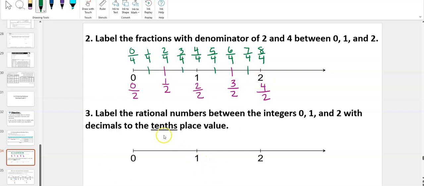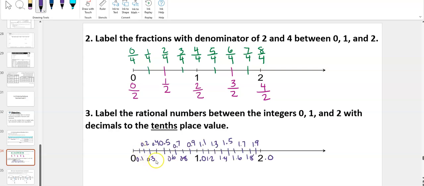All right, let's try this again, but with decimals. Label the rational numbers between the integers 0, 1, and 2 with decimals to the tenth place value. Go. Hopefully you did your best and squeezed in all these numbers. I did my best here, and I kind of did 1 tenth, 2 tenths, 3 tenths, 4 tenths, 5 tenths, 6 tenths, 7 tenths, and so forth. But I squeezed them in.